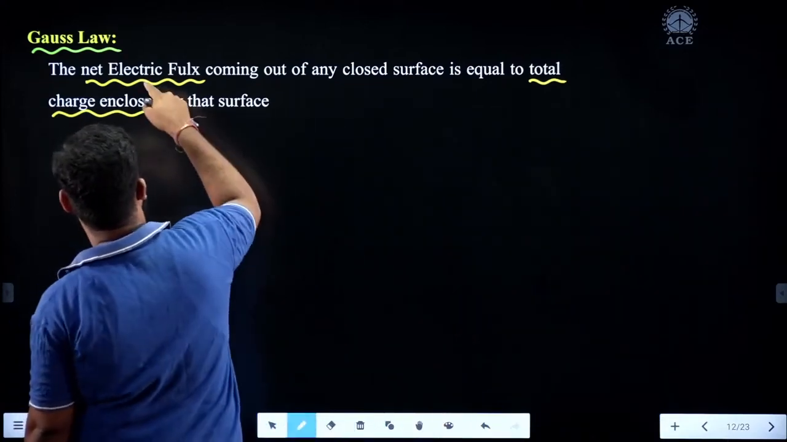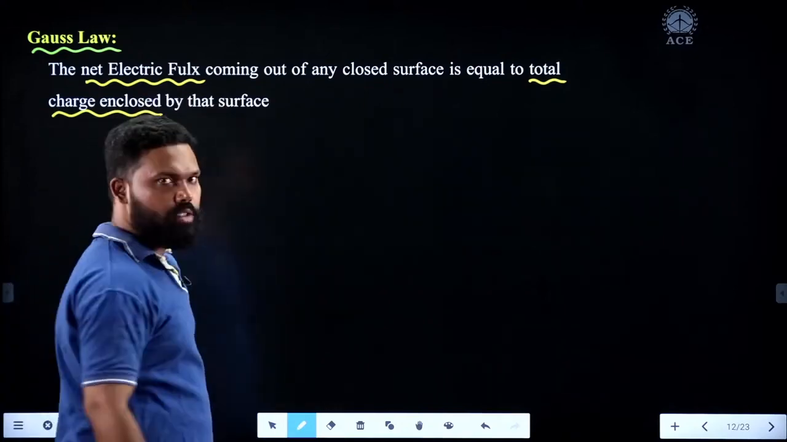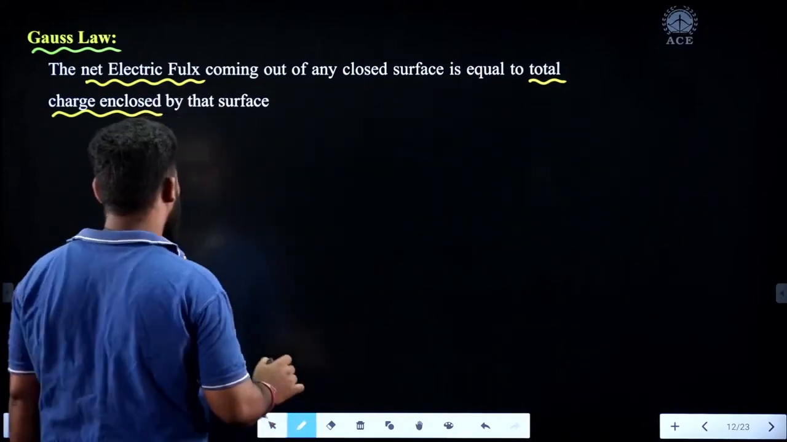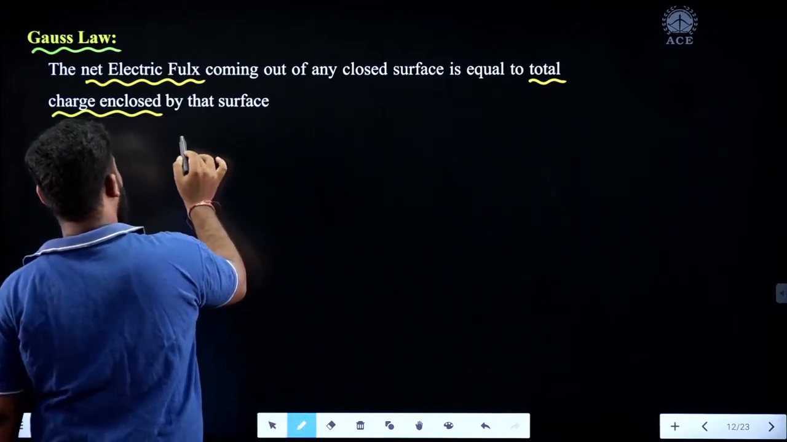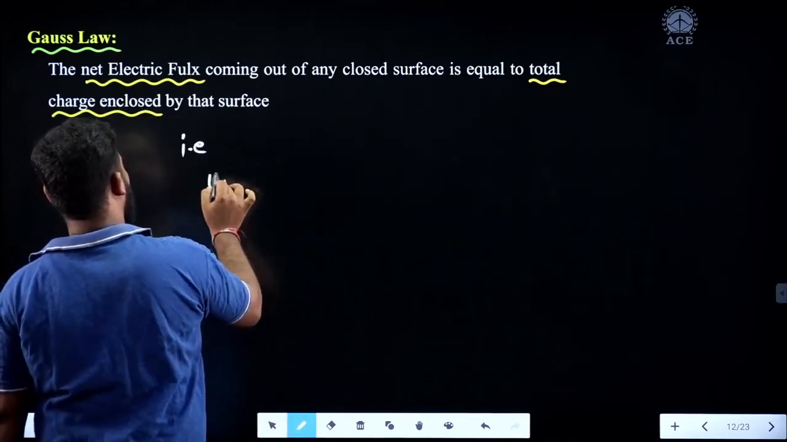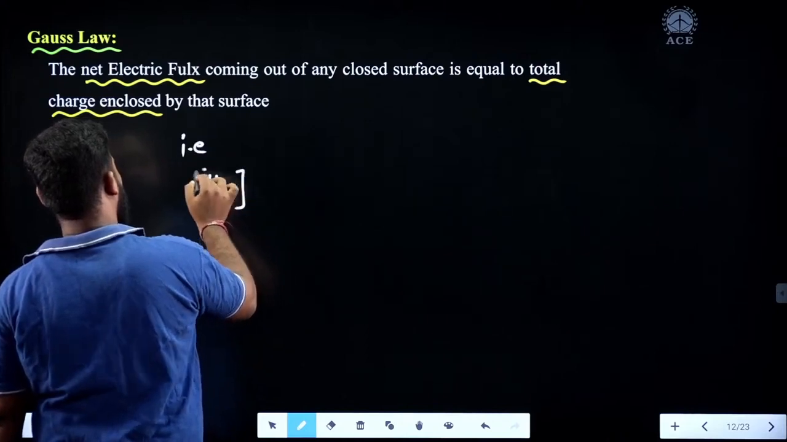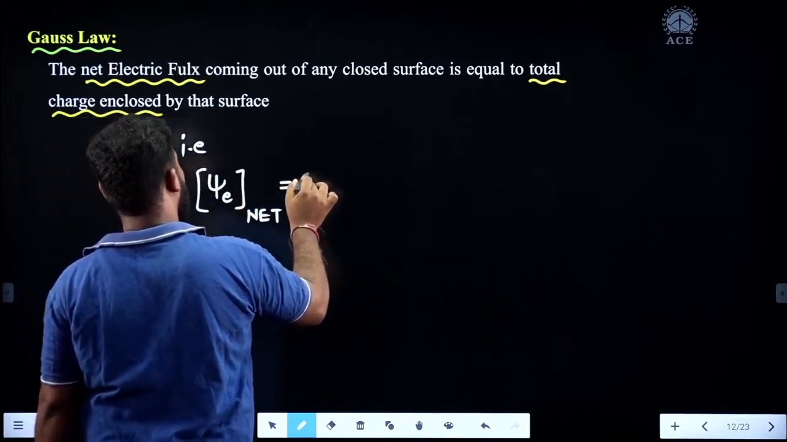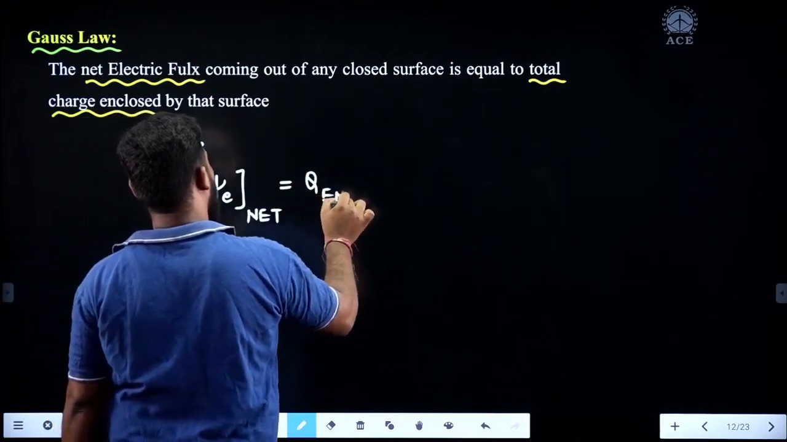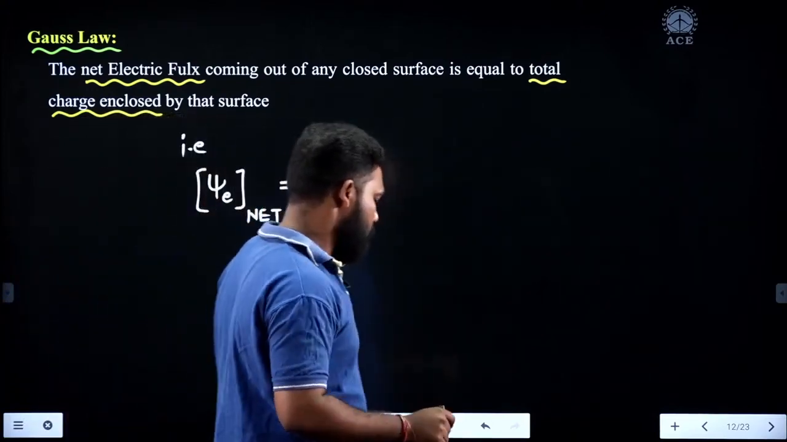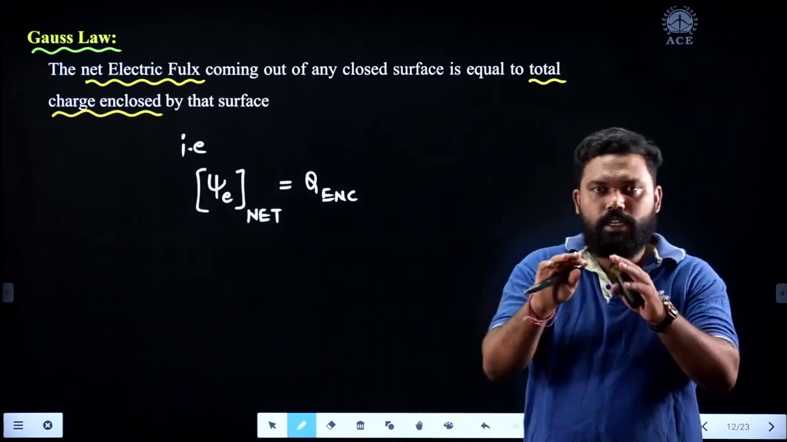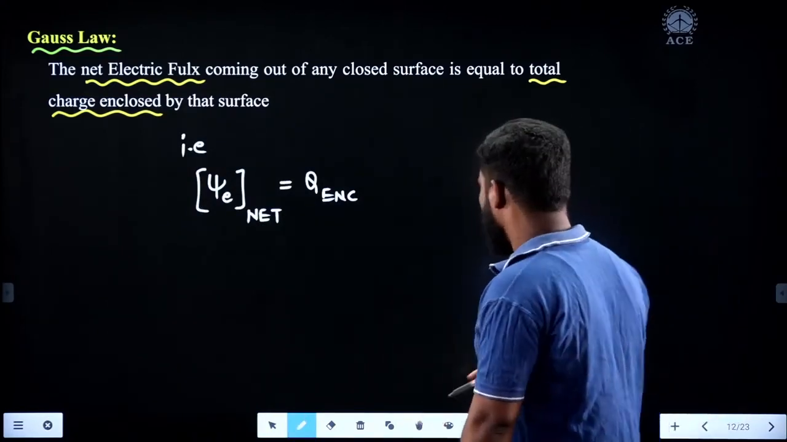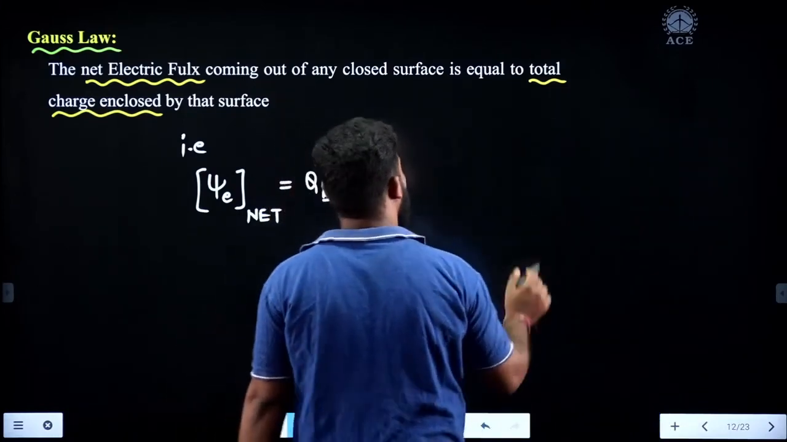So there are only two points here. Net electric flux is equal to charge enclosed. I will give the intuition and logic here. How can you understand this physically? Electric flux is represented with psi E. Net electric flux is equal to charge enclosed. Q enc means what? Charge enclosed. That means you need to consider only the charge which is inside the closed surface. Let me show you with an example.